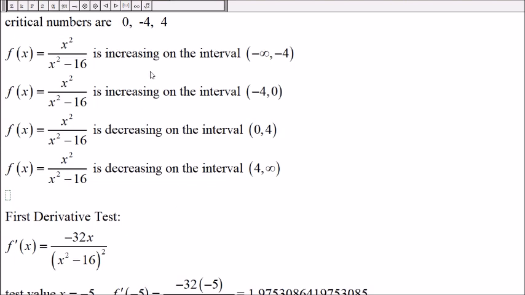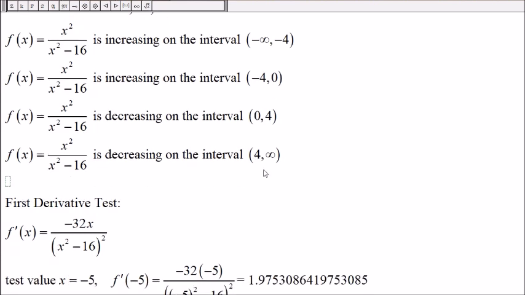So from the graph, we saw that the function x squared over x squared minus 16 increases on this interval, and then increases on the interval from negative 4 to 0, decreases on the interval from 0 to 4, and decreases on the interval from 4 to infinity.